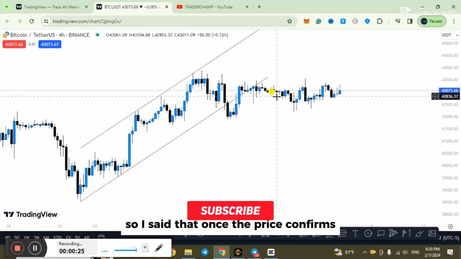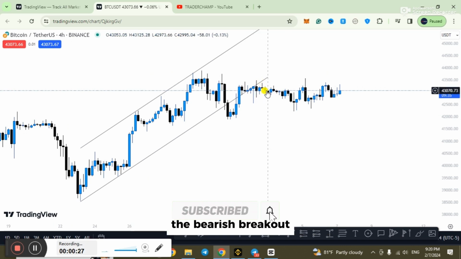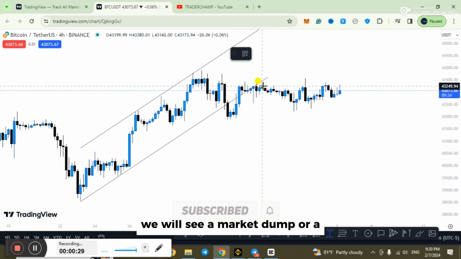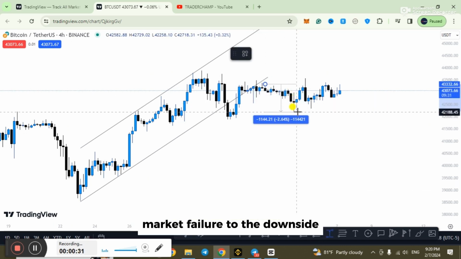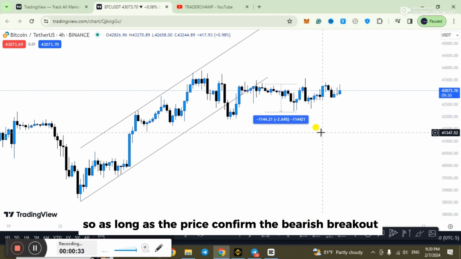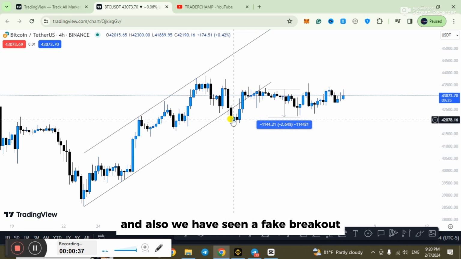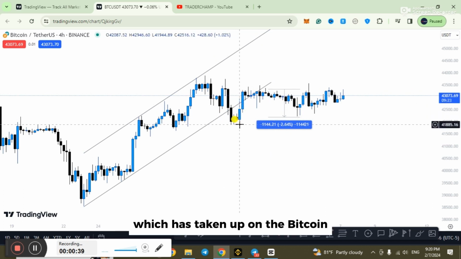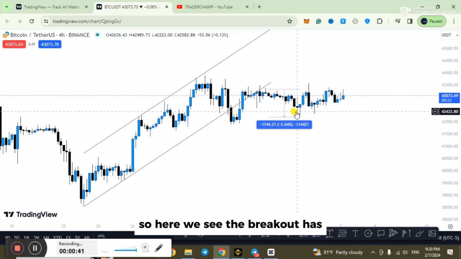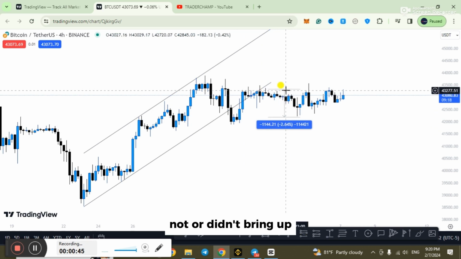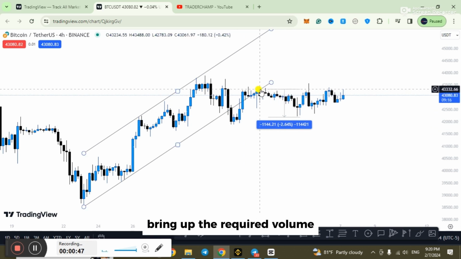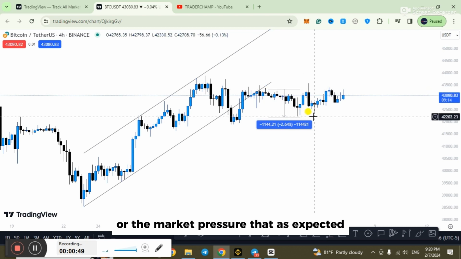I said that once the price confirms a bearish breakout, we will see a market dump or a market failure to the downside. The price confirmed the bearish breakout, and we have also seen a fake breakout on Bitcoin. Here the breakout did not bring the required volume or market pressure that was expected to happen on Bitcoin, right?